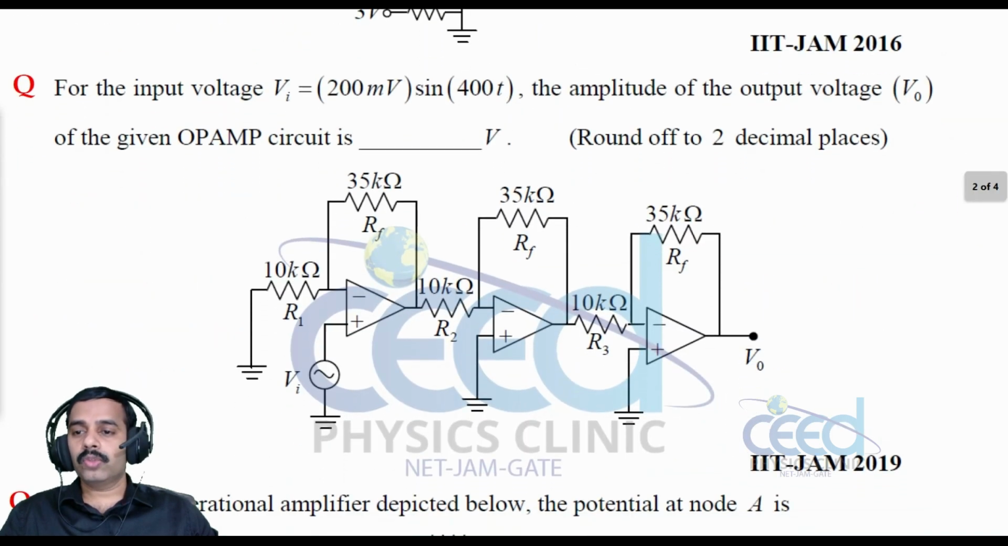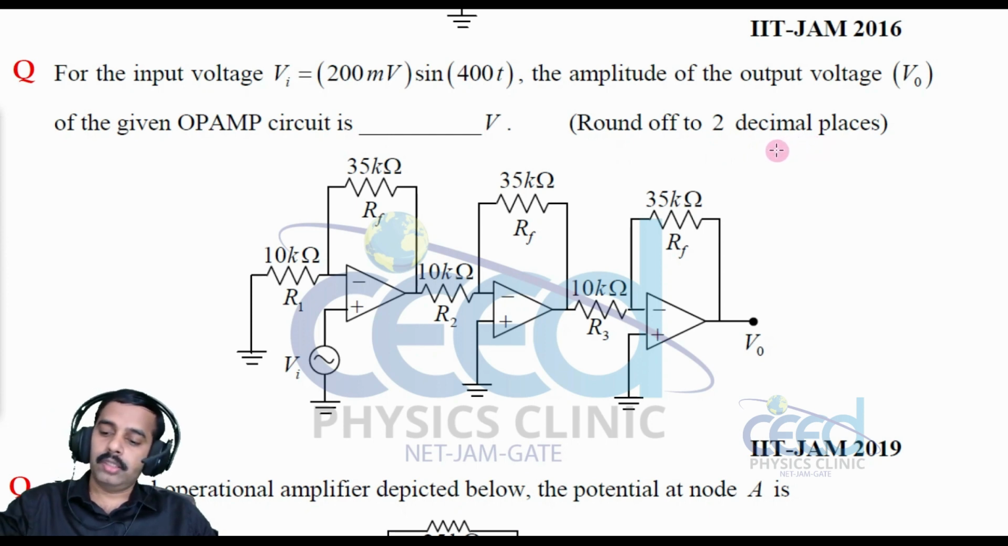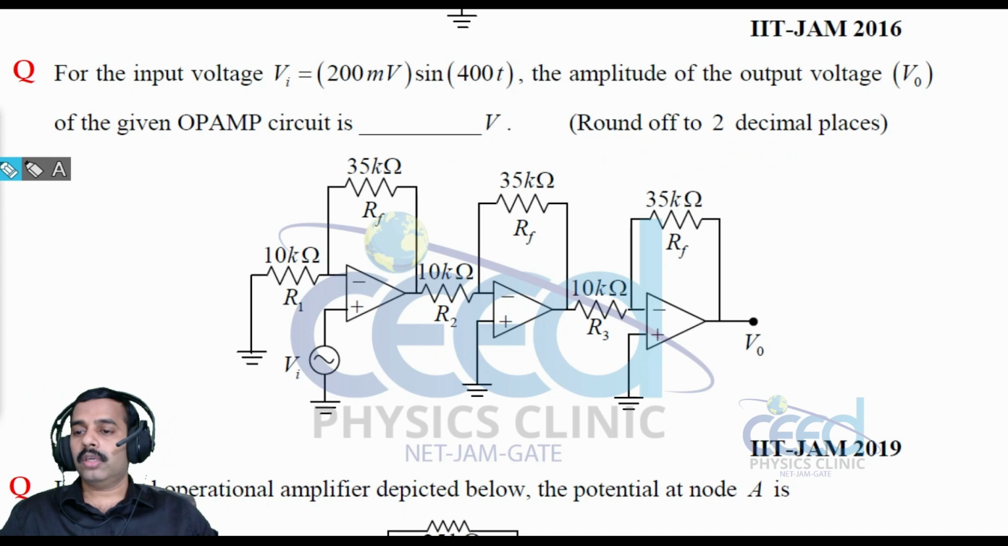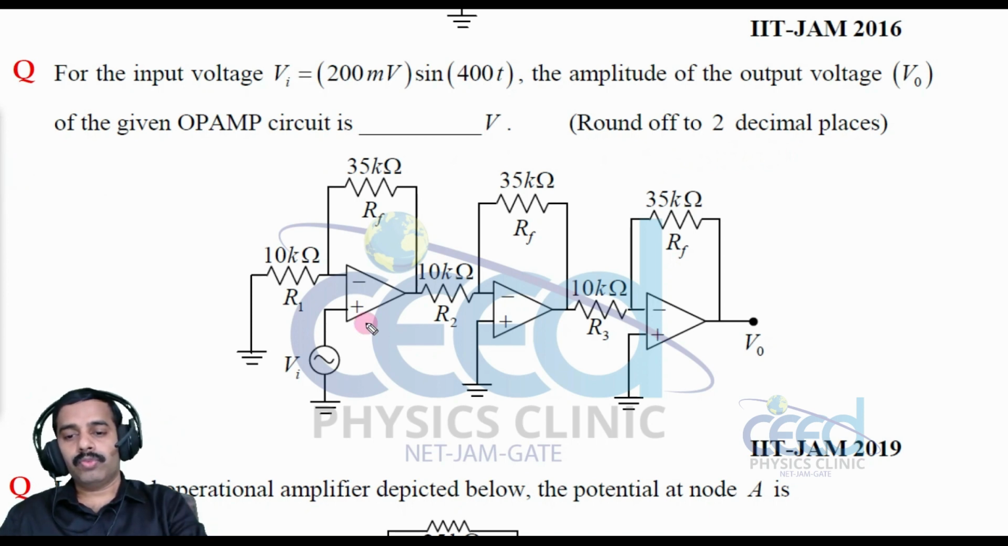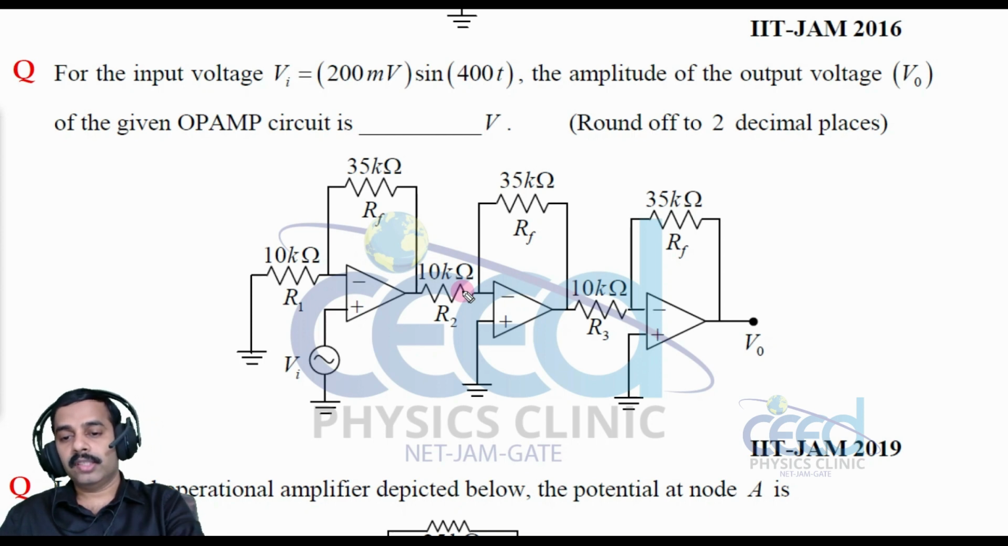Now let us come to another question. For the input voltage Vi equal to 2000 millivolt sine 400t, the amplitude of the output voltage V0 of the operational amplifier circuit is, and you may write this answer rounded off to 2 decimal places, right? So here we can solve this. First of all, it is a non-inverting operational amplifier, because the signal is given at the non-inverting terminal.